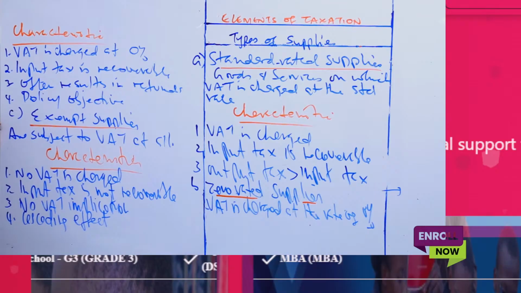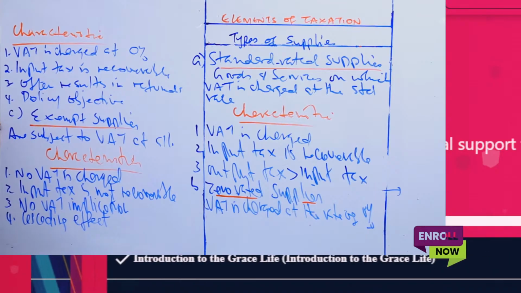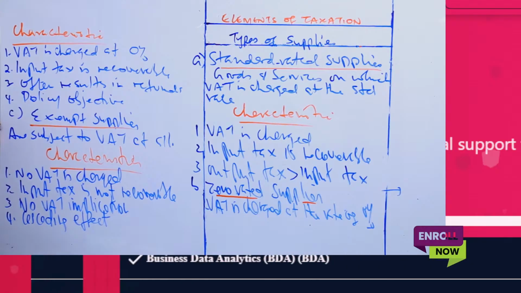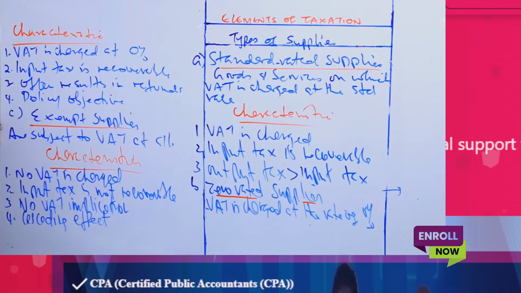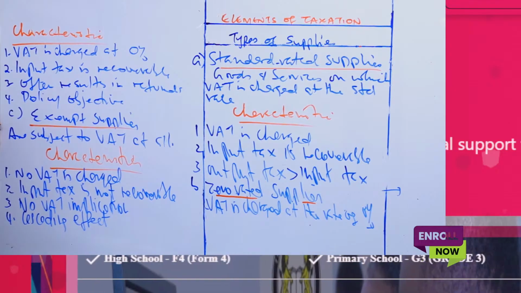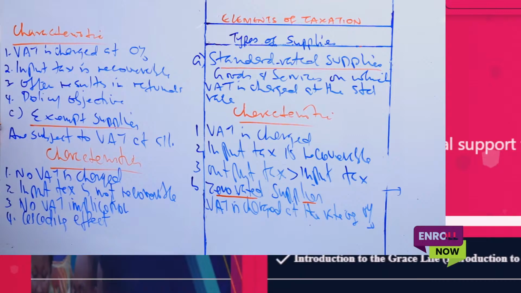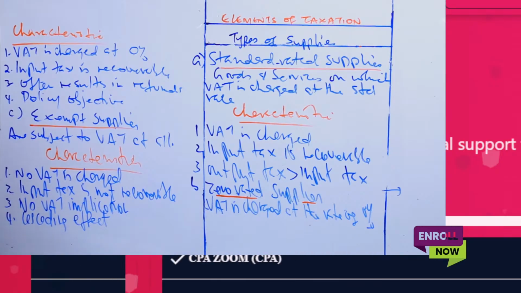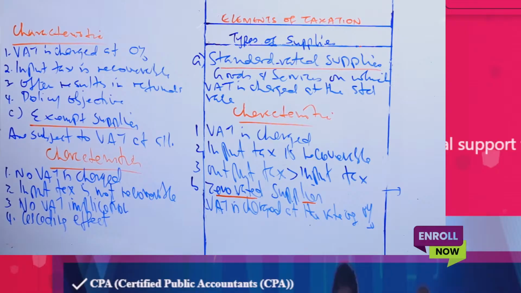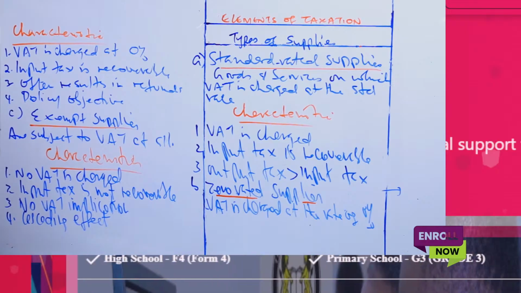Examples of exempt supplies in Kenya: we have financial services such as banking services, insurance services, except for certain specific services like fund management or other consulting services. We have educational services provided by schools, universities, colleges, and so on. We may also have medical and veterinary services, provided by hospitals, clinics, doctors, and veterinary practitioners.